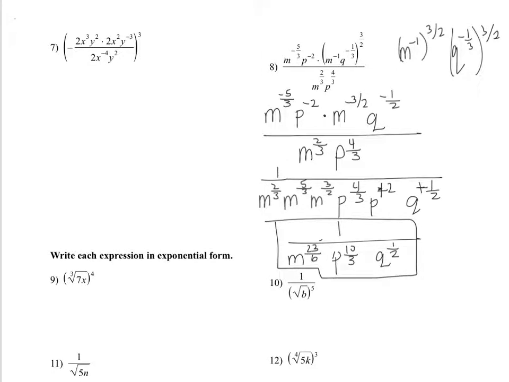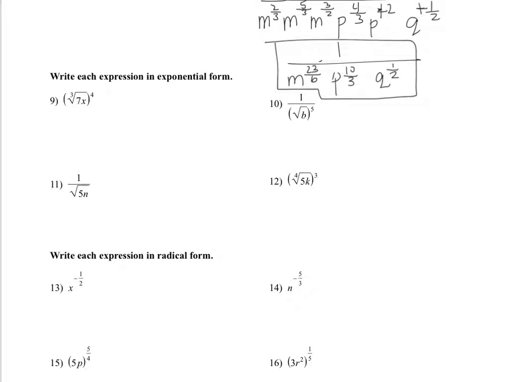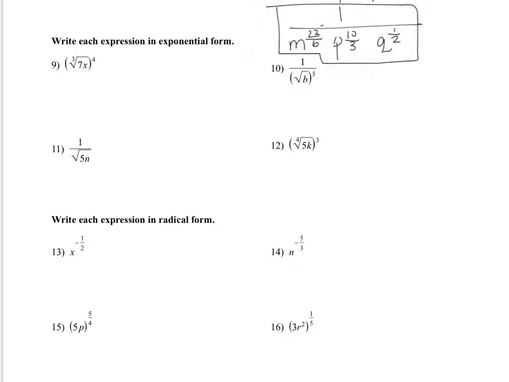Okay, now let's review how to change exponents to radicals and radicals to exponents. So if we want to write down the rule, it would be x to the power over root is equal to the something root of x to the power. Okay, so this was the rule that we discussed.